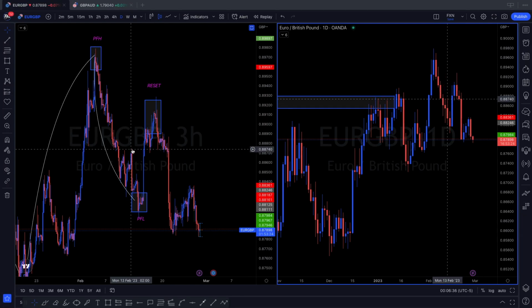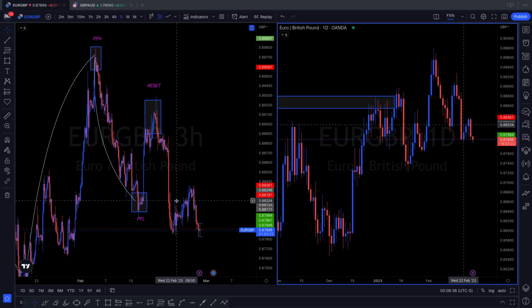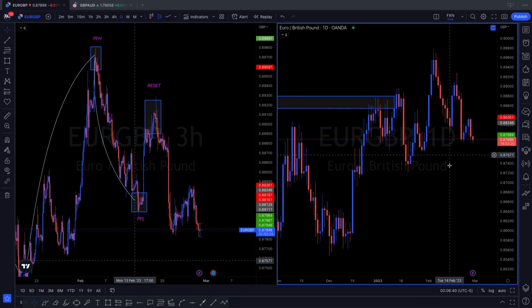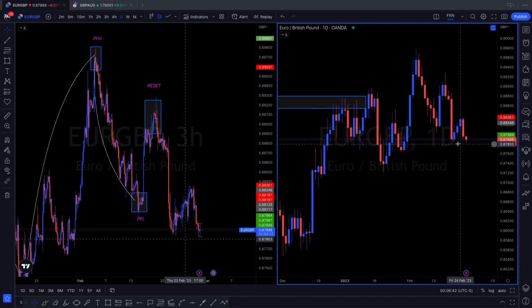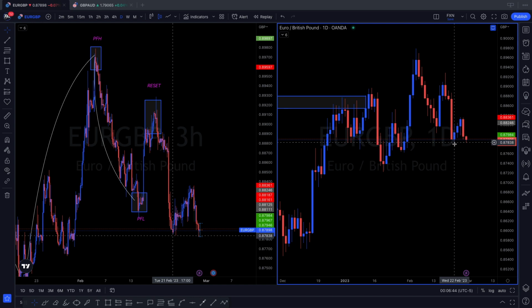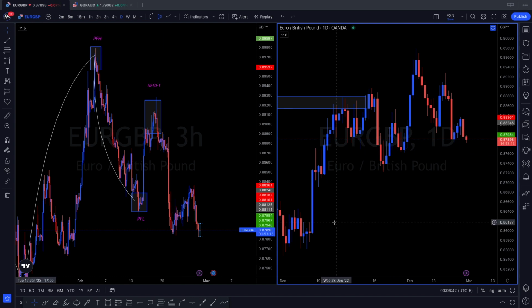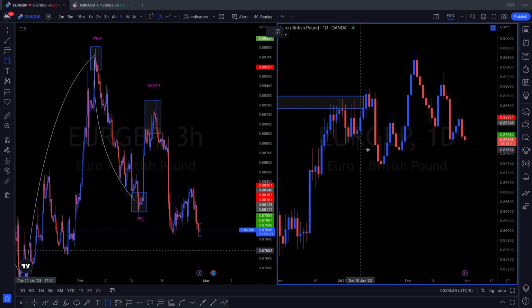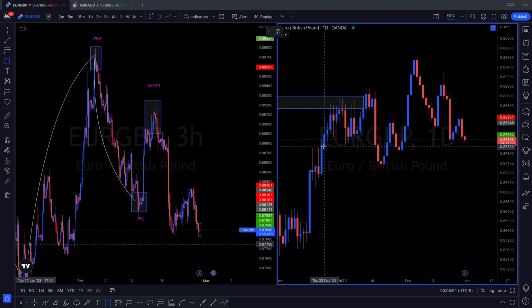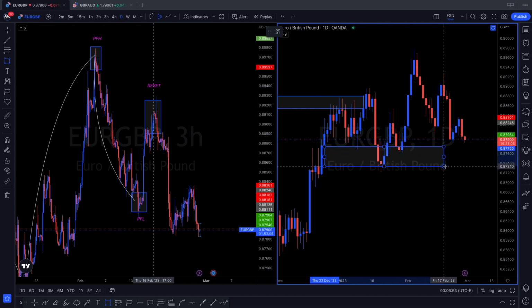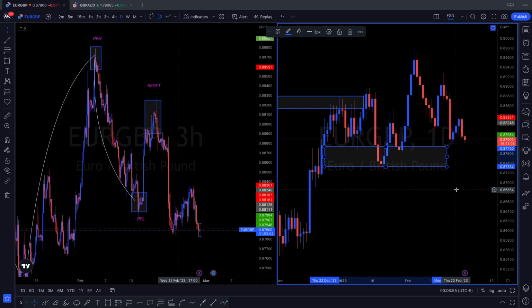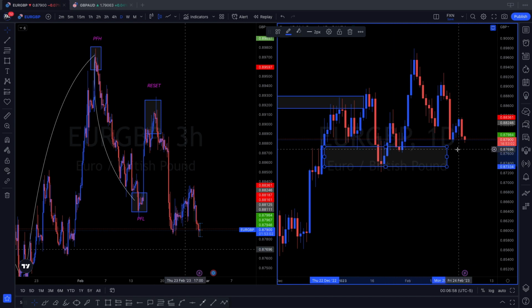Here's another example. Here's euro pound coming off a reset on the 3-hour time frame. And on the daily, you can see that we have some room to run down lower. The closest structure on this daily for me is going to be somewhere in this area, so we have some room to play with.